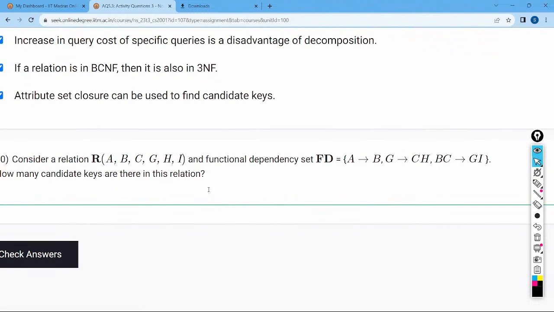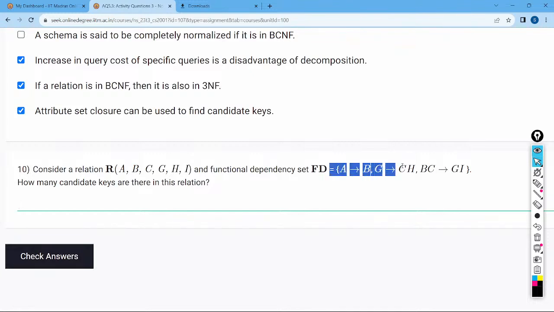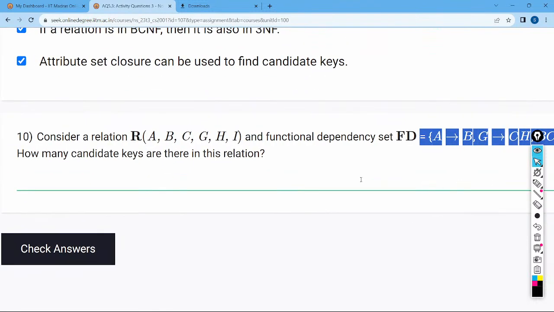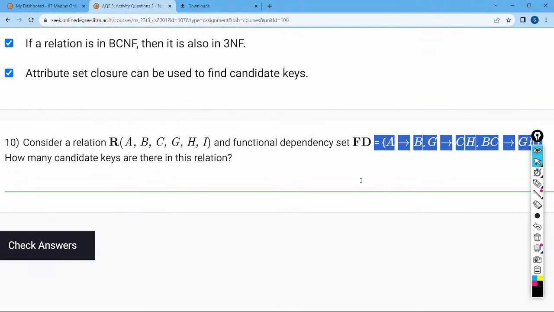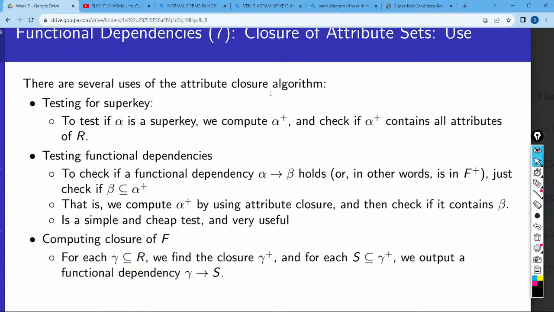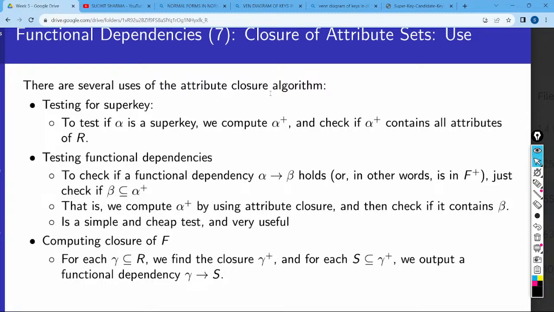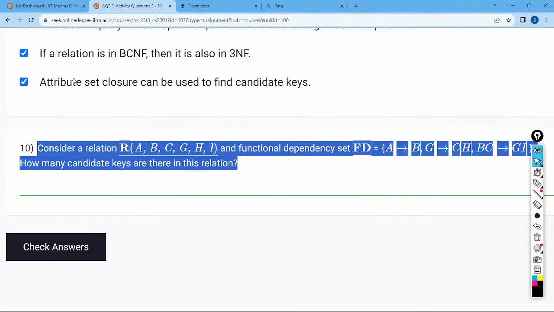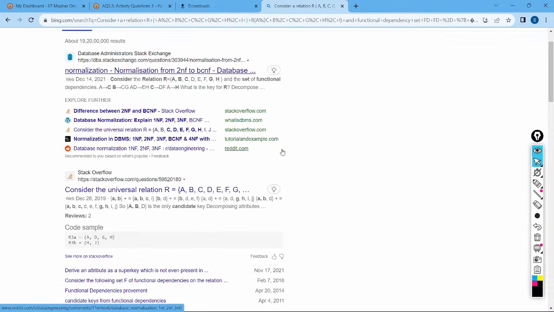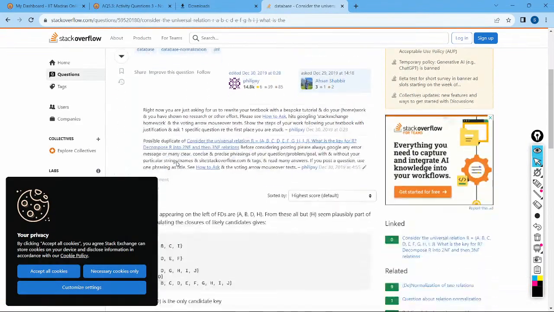Consider the relation R with the following attributes and the following functional dependencies. How many candidate keys are there in this relation? Ooh, that's a lengthy one. How many? What do you say? We can use the closure of attribute method, or let's just copy paste the question here and find the easiest way that Google or Bing gives us. So this question is provided or not?